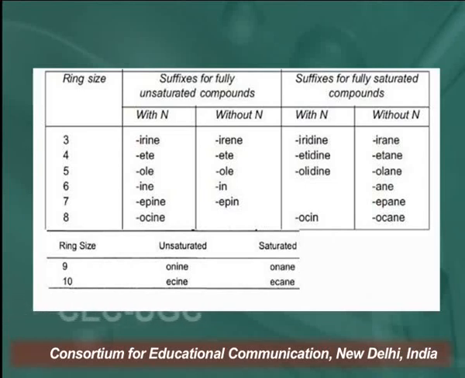Similarly, for 5-membered it will be ole with an unsaturated ring, and for a saturated ring, where the ring is 5-membered and nitrogen is present, it will be olidine, similarly olane. So, this is a table we must understand before writing the name of any heterocyclic compound.